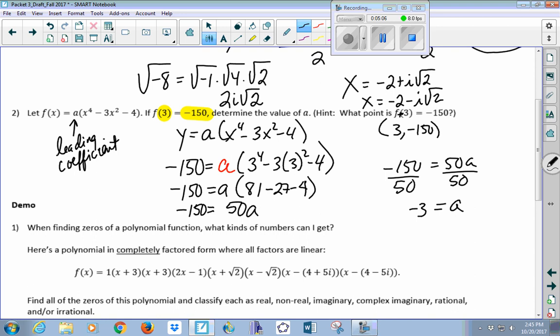So now we know the leading coefficient, and we can now take the a out and put negative 3 in there. So this is very similar to the work we were doing with straight lines and quadratics before. When you're trying to find one value in your equation, like the leading coefficient, just plug in a point that you know lies on your graph.